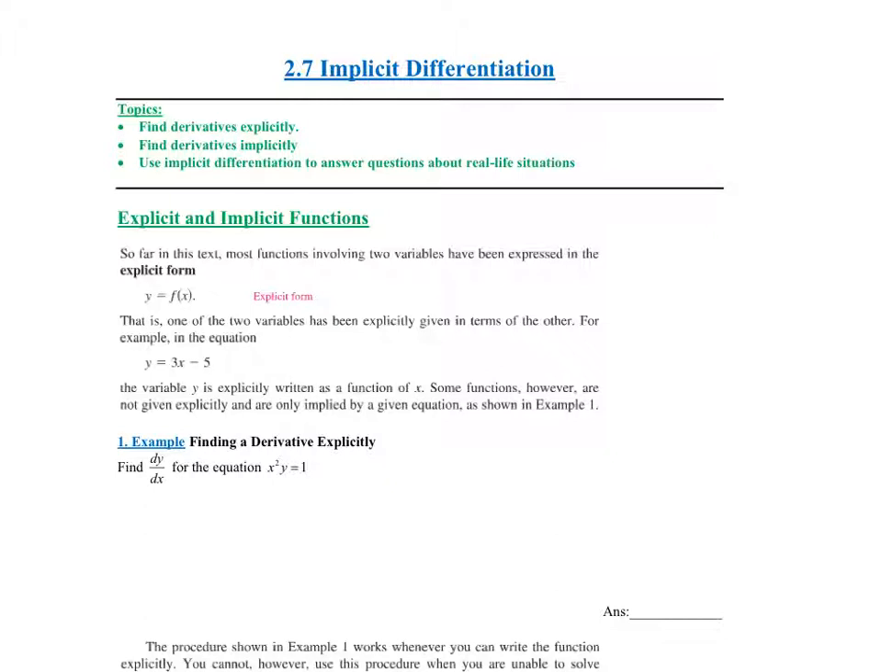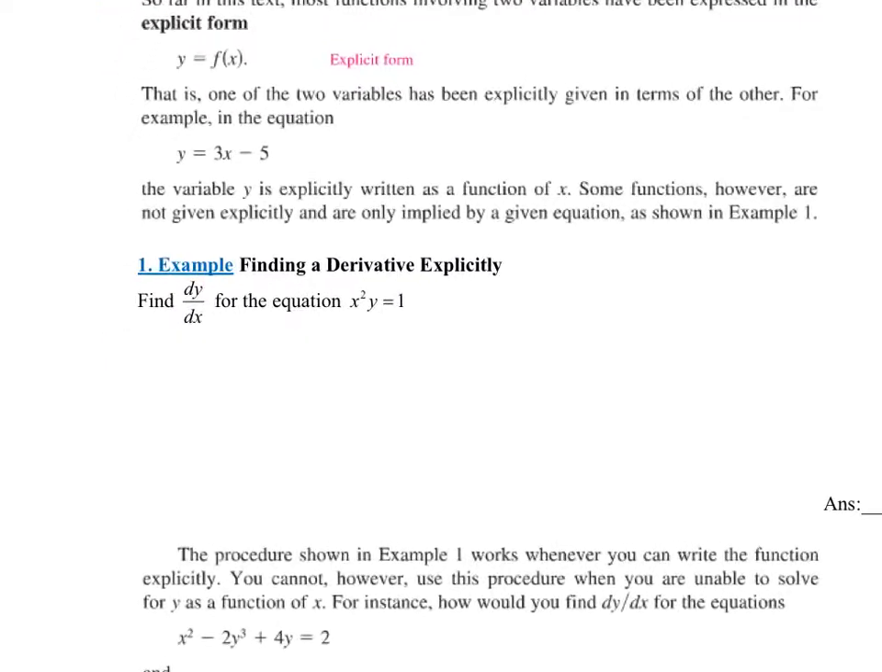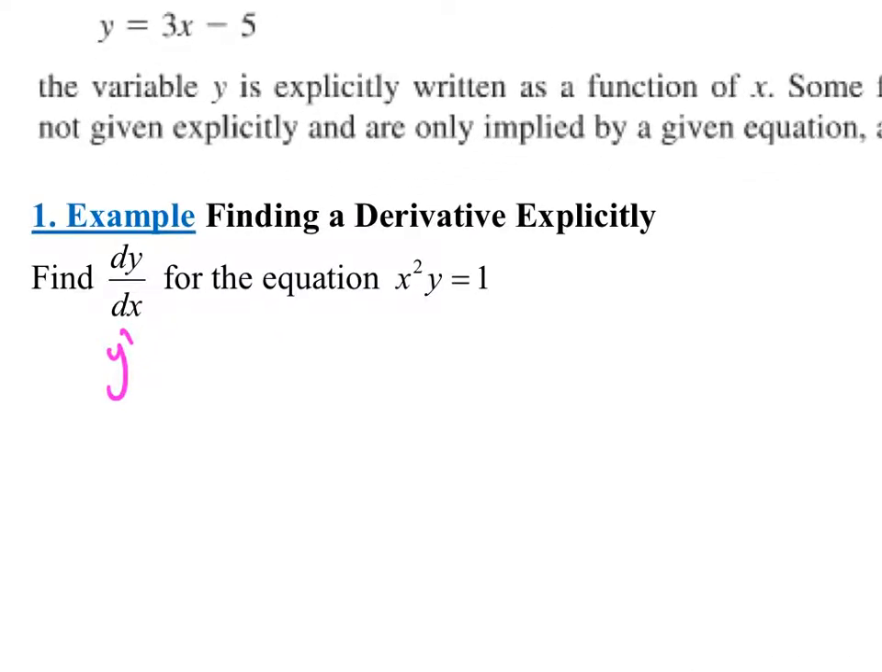So example 1 says, finding a derivative explicitly. Find dy dx, so the derivative of y with respect to x, for the equation x squared y equals 1. And again, anytime you see dy dx, I'm a little lazier. I like using y prime for dy dx. It means the exact same thing. But what's our issue with this? Our issue is we don't have y equals something in terms of x. Well, if we don't have it equals something in terms of x, the question is, can we solve for y in these equations?